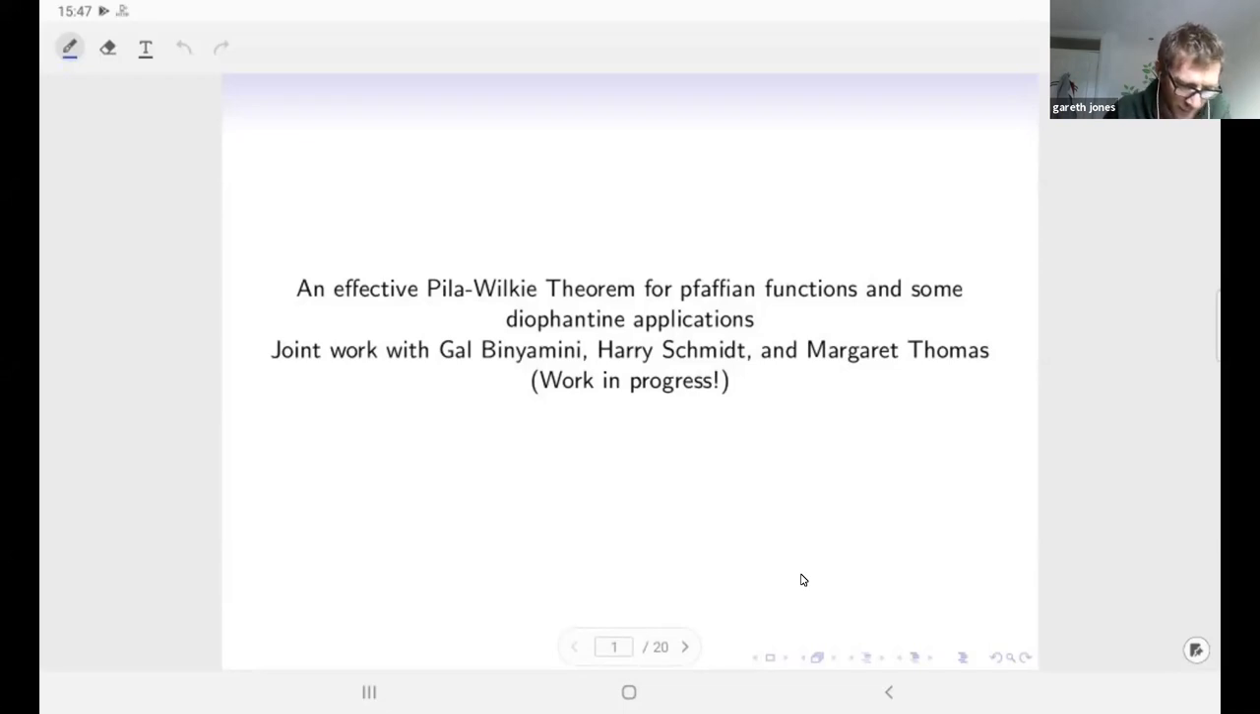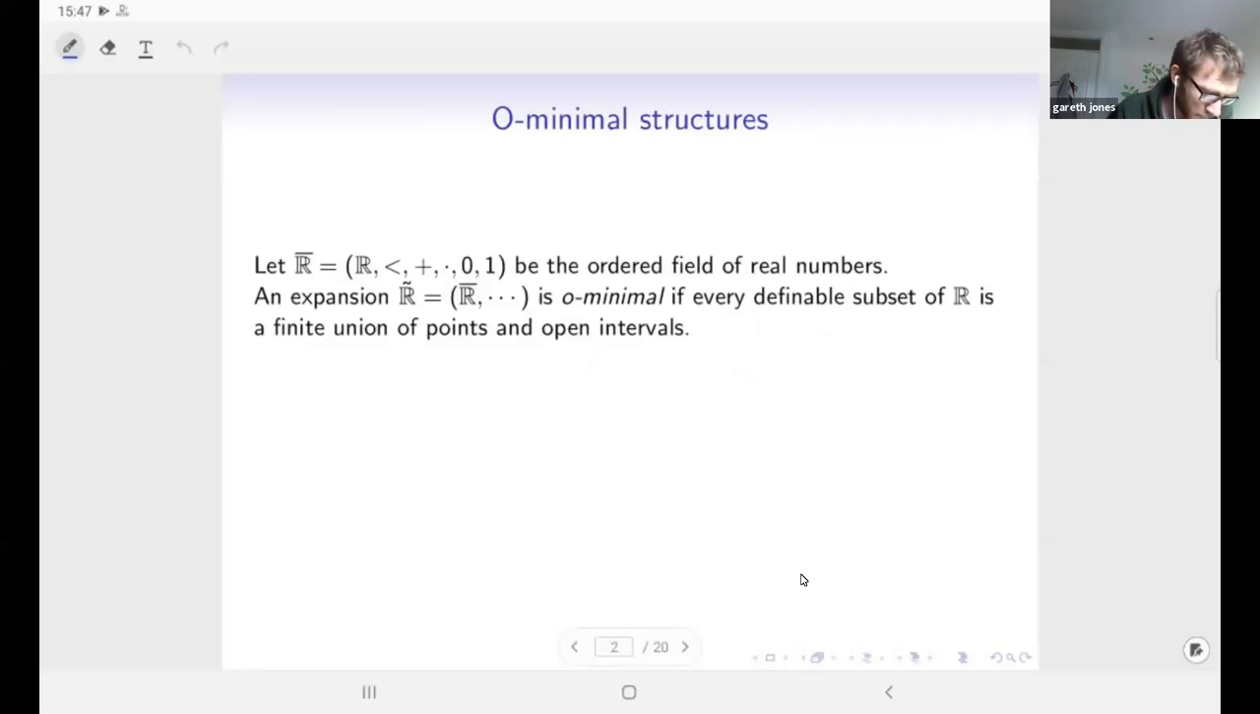So I'm going to talk about an effective Pila-Wilkie theorem. I'll start by talking about the original Pila-Wilkie theorem, and to do that, I need to define O-minimal structures. For this talk, I'll write R bar for the ordered field of real numbers, and then I have some expansion of R bar by some extra things. That's said to be O-minimal if every definable subset of the line in this structure is a finite union of points and open intervals. Because I have the less than in my language, any subset that is a finite union of points and open intervals will be definable, and the minimality condition is saying we don't get any more subsets of the line.